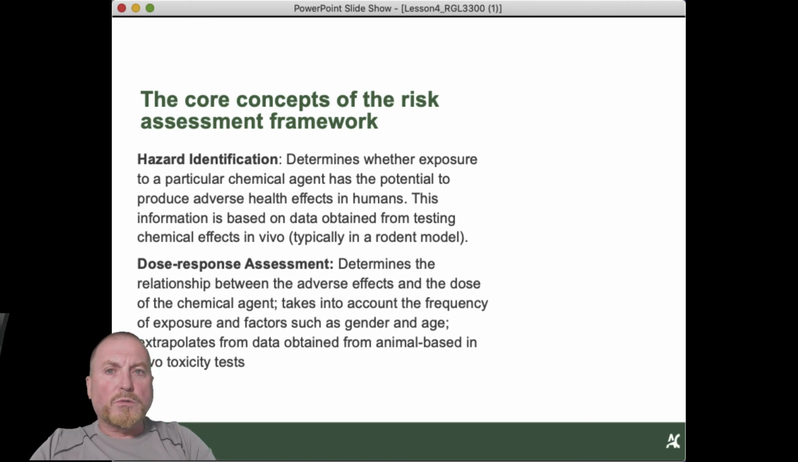Then we do dose response assessment, okay? We know that. These are general classes, right? There are different tests for different chemicals under each of these classes, but I'm trying to set out the logic as to why we need to do post-market surveillance. Dose response assessment determines the relationship between the adverse effects and the dose of the chemical agent. In other words, we can use it in this way by this much only in order to be able to keep the risk threshold to a level that we can tolerate or that we can accept.